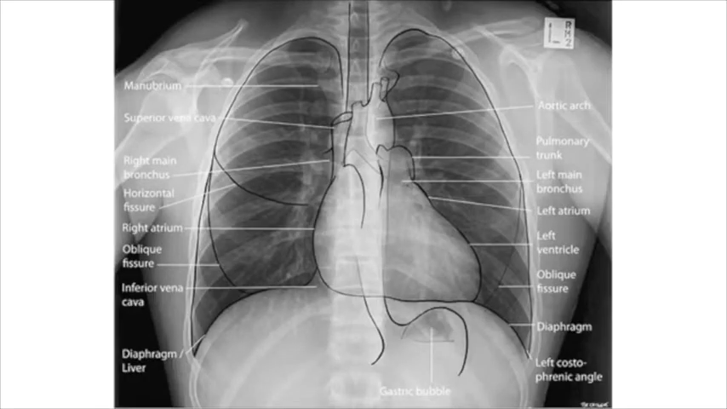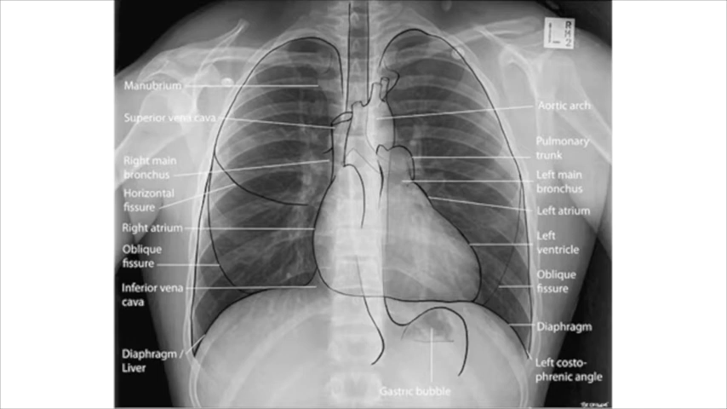Just to remember, let's talk about the anatomy of the respiratory system. You remember, in this case we have two lungs, the right lung and the left lung. We have two fissures: the horizontal fissure and the oblique fissure. That means we have two fissures in the right and one fissure in the left. Also, we have three lobes in the right side and two lobes in the left side.